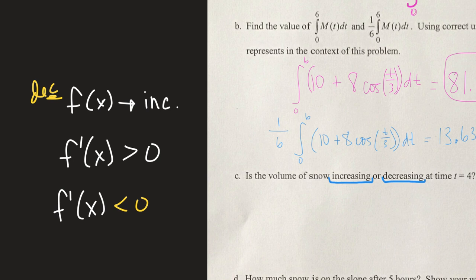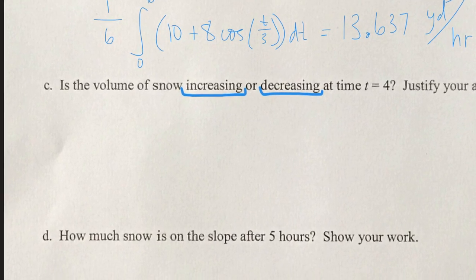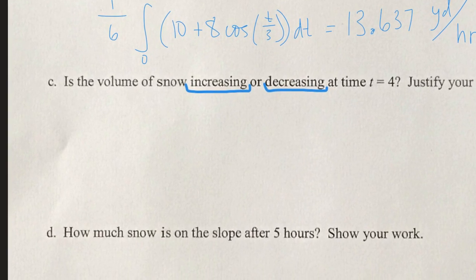So that's what we're going to do: we're going to take the derivative of our snow amount function, and evaluate it at 4 to see if that number is positive or negative. Okay, so let's talk about what that equation looks like. So the amount of snow at any given time t, right? A stands for amount, or V for volume if you want to do V.